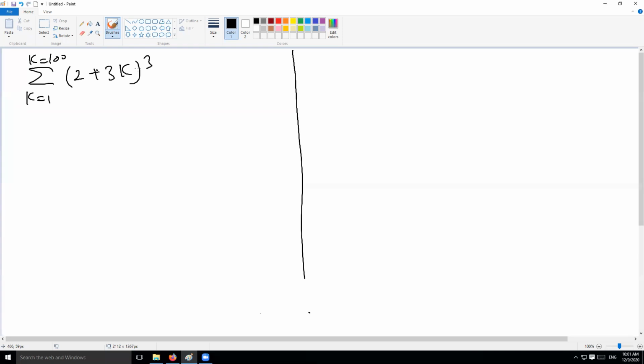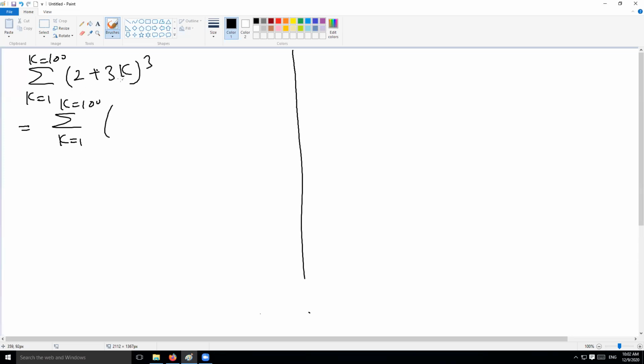And I don't want to substitute k equal to 1 and then k equal to 2 and then k equal to 100 and do the long calculation to find this sum. So the best way is to use the properties of the sigma notation and the properties that I mentioned previously. So k equal to 1 to k equal to 100, and expand this actually.